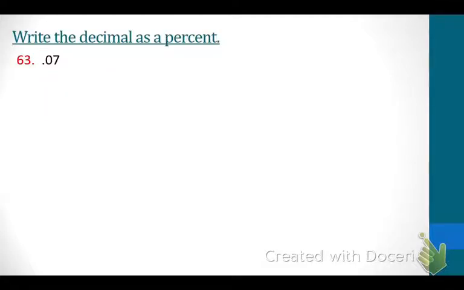Caleb. All right, Caleb, write that decimal as a percent. How do I change 0.07 to being a percent? That's 7%. Correct. All we have to do is move that 2 places to the right, and you do get that, that is 7%.